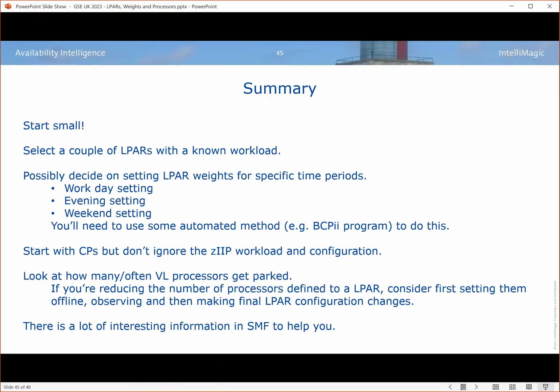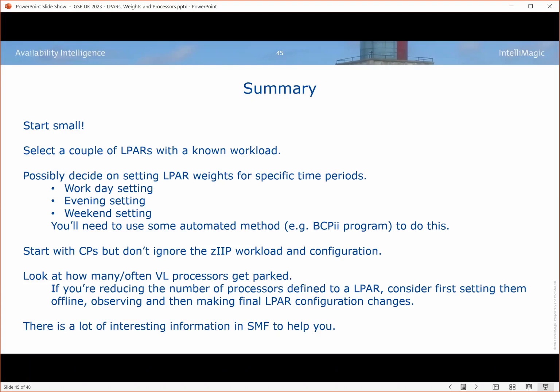Okay, I'm actually quite quick, so I'm hoping there are questions. Just to summarize what I'm doing here: start small. That means don't look at all of the LPARs in a CEC or in a Sysplex. Really select one or two that you want to start with, such that you can understand the workload, make the changes, and observe it, okay?